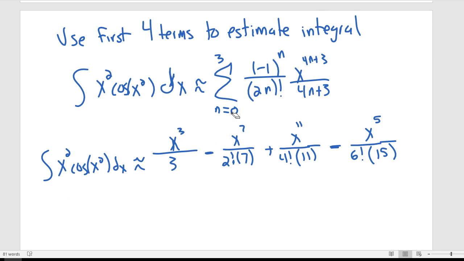How can I plug 0 to 3 minutes into my infinite series? That's insane. I've got infinitely many terms. So we're going to use the first four terms, and we would evaluate that from 0 to 3 minutes. Remember, I'm talking about minutes there. So if I integrate from 0 minutes to 3 minutes to find the power needed to generate that tidal wave, I'm taking my antiderivative, plugging in 3, and then subtracting, plugging in 0, and that's going to give me a numerical estimation.